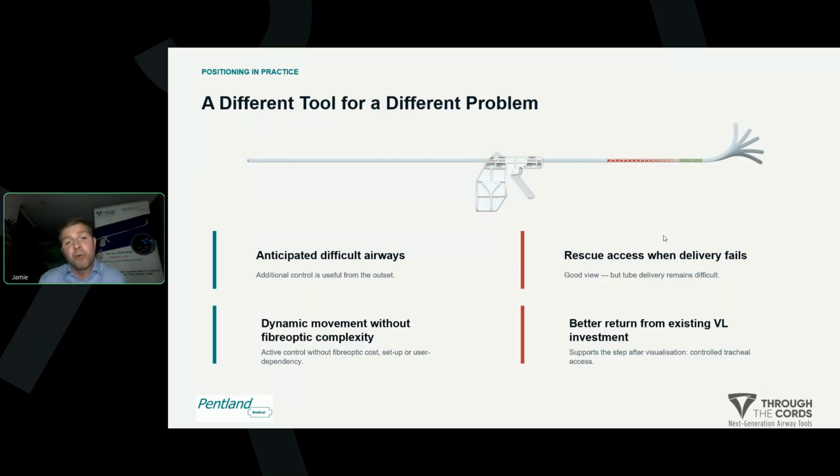It supports the stop after visualization, which is your controlled tracheal access. So the positioning overall is quite simple. The TCI is a next generation airway tool designed for the VL era.